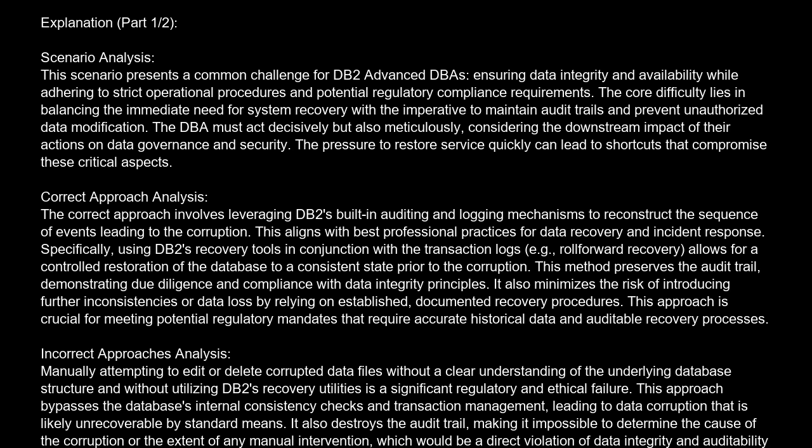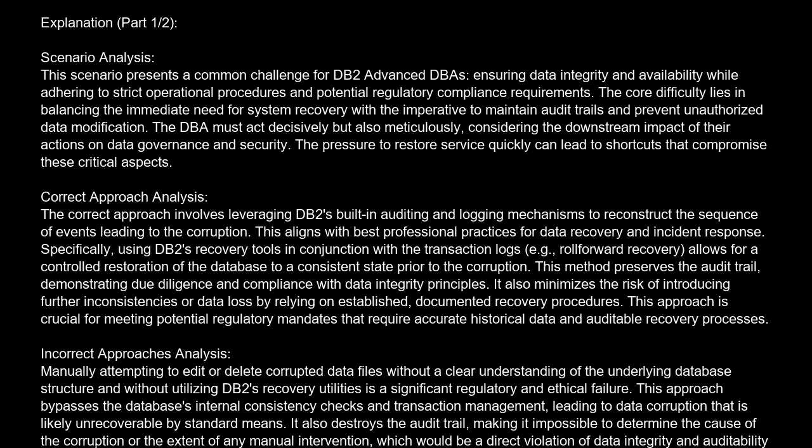This approach bypasses the database's internal consistency checks and transaction management, leading to data corruption that is likely unrecoverable by standard means. It also destroys the audit trail, making it impossible to determine the cause of the corruption or the extent of any manual intervention, which would be a direct violation of data integrity and auditability requirements.